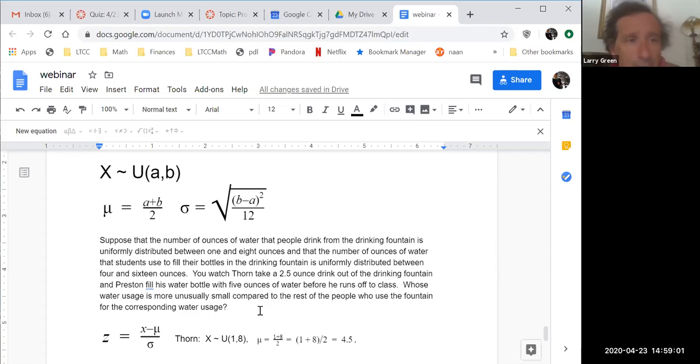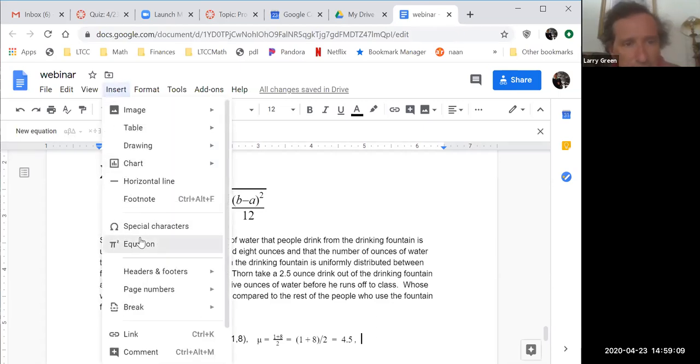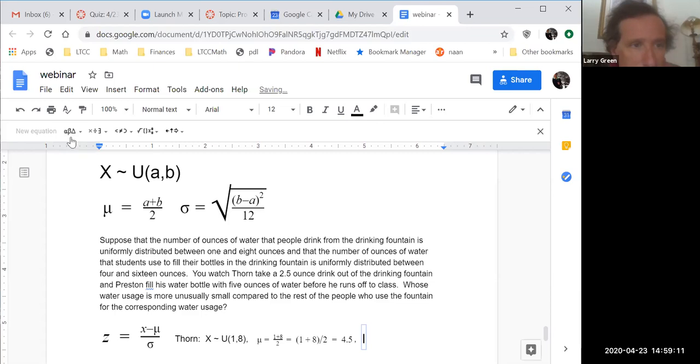Now let's find sigma. Sigma is messier. I don't know if it's harder, but it's definitely messier. So for sigma, that was equal to, well, there's a formula, the square root of (b minus a) squared over 12.